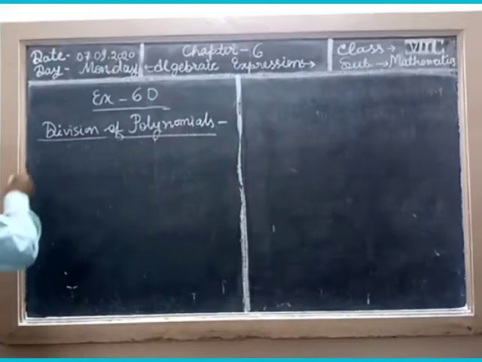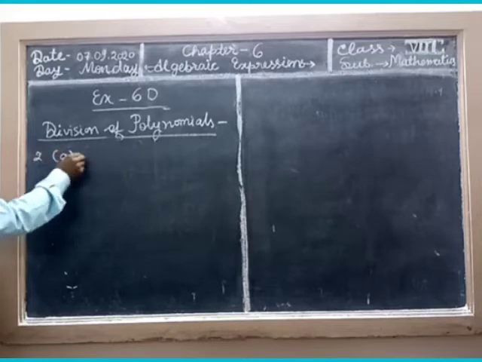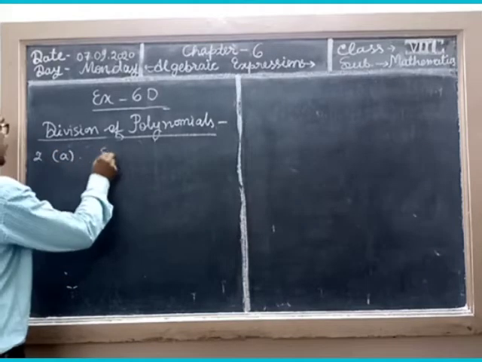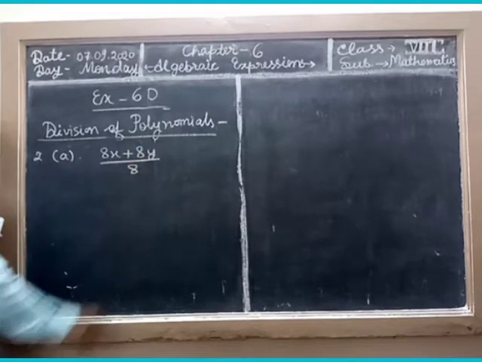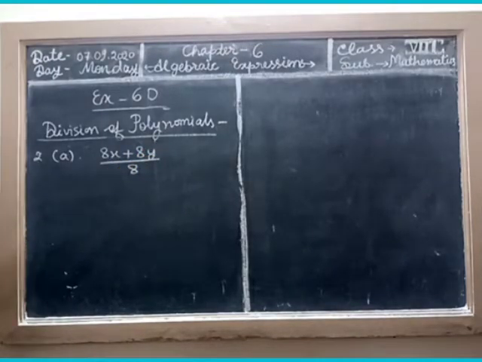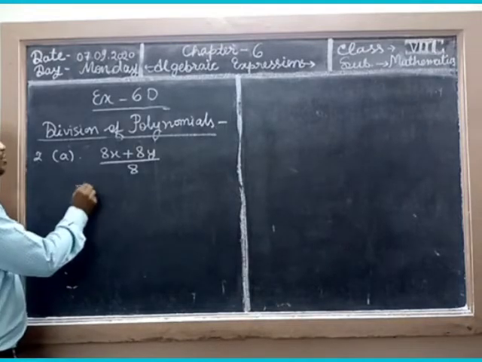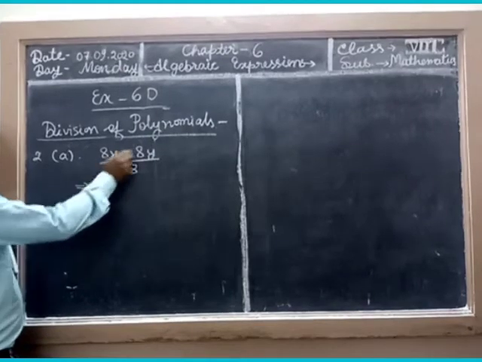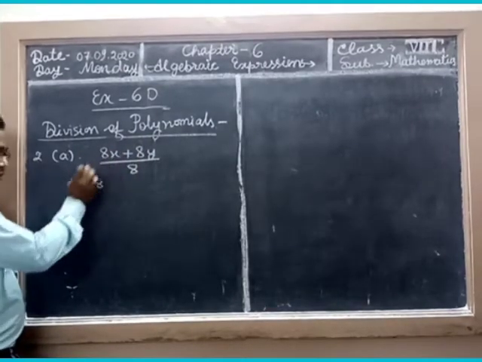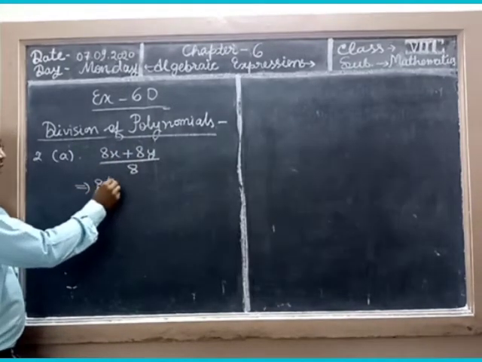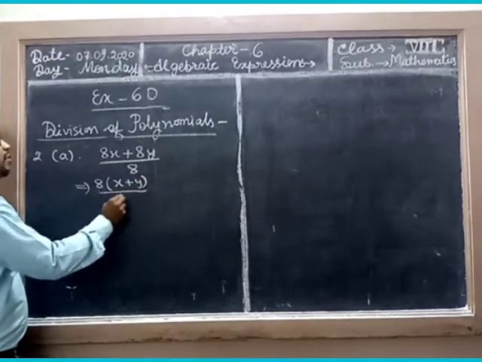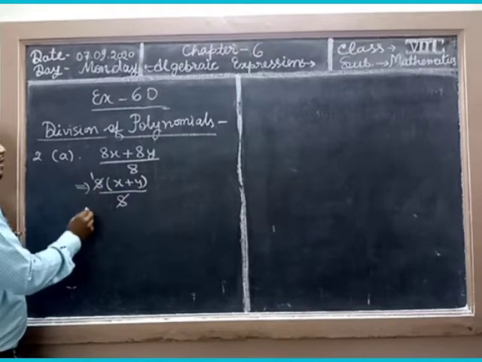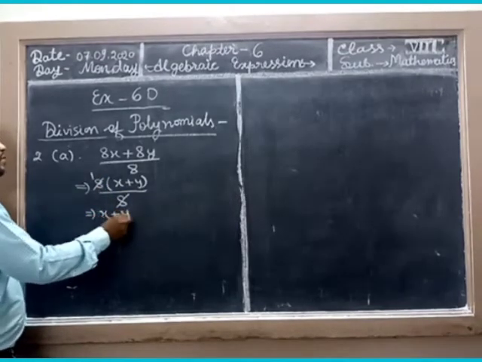Question 2. A part, 8x plus 8y divided by 8. Now a binomial is divided by a monomial. So student, as you observe, 8 is common in the numerator. If you take 8 as common, then inside the bracket we have x plus y only. And 8 cancels out 8 one time, so the final answer is x plus y.